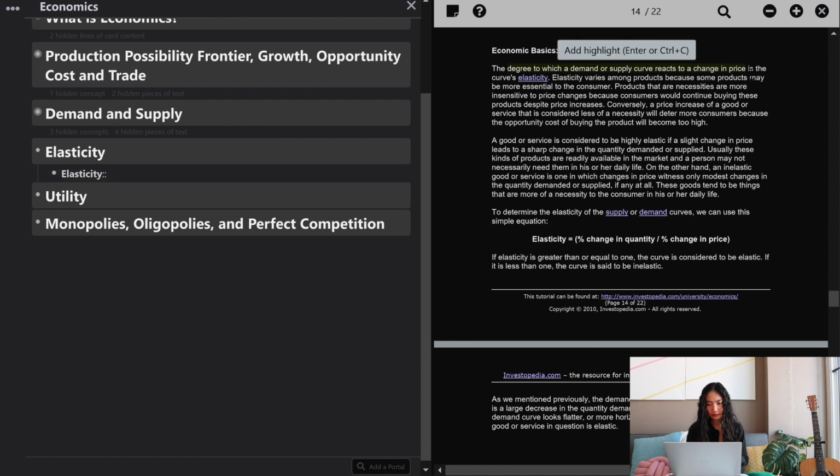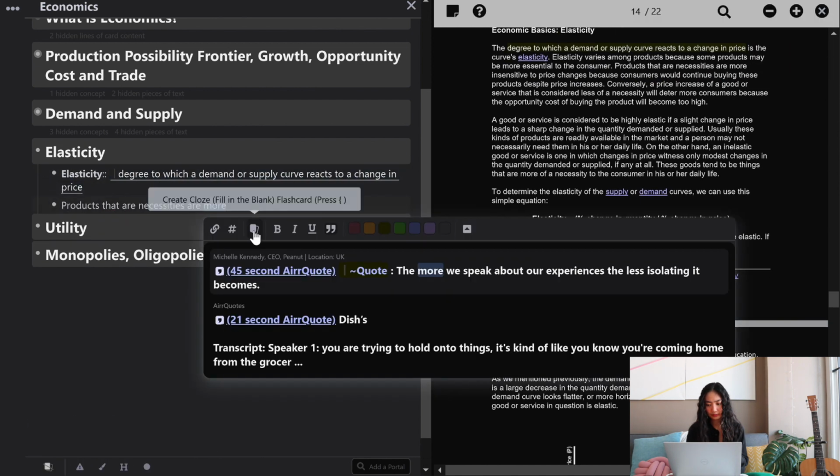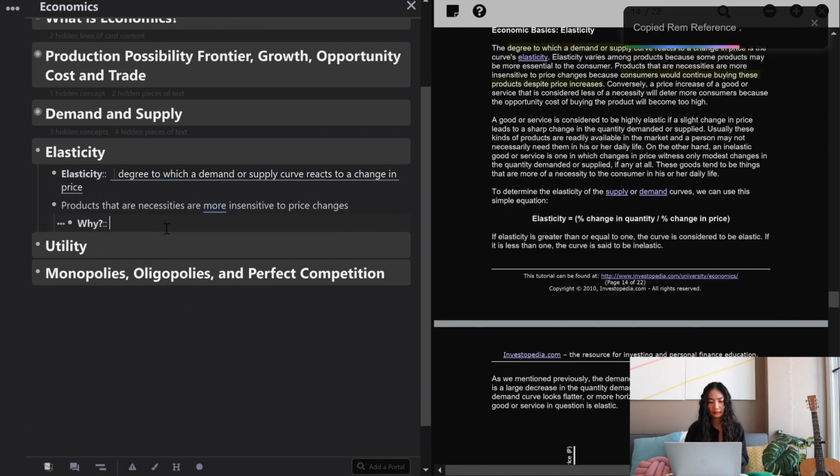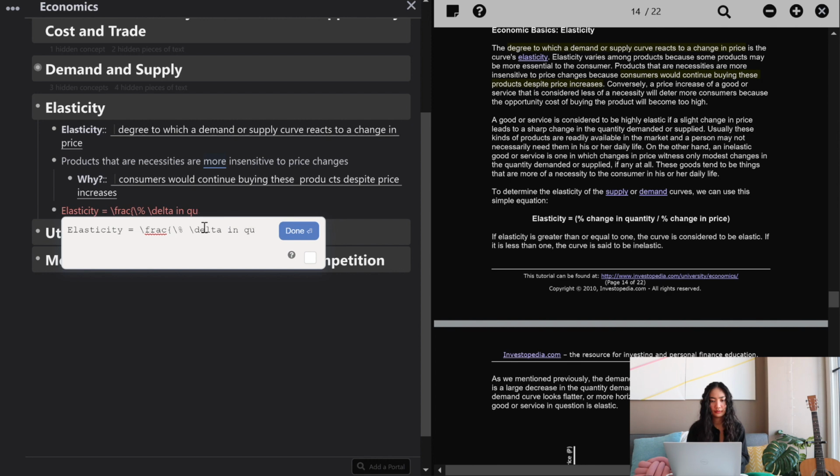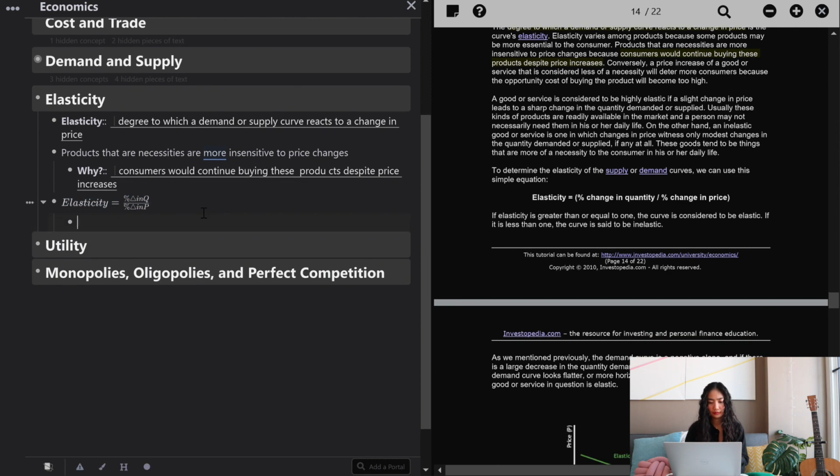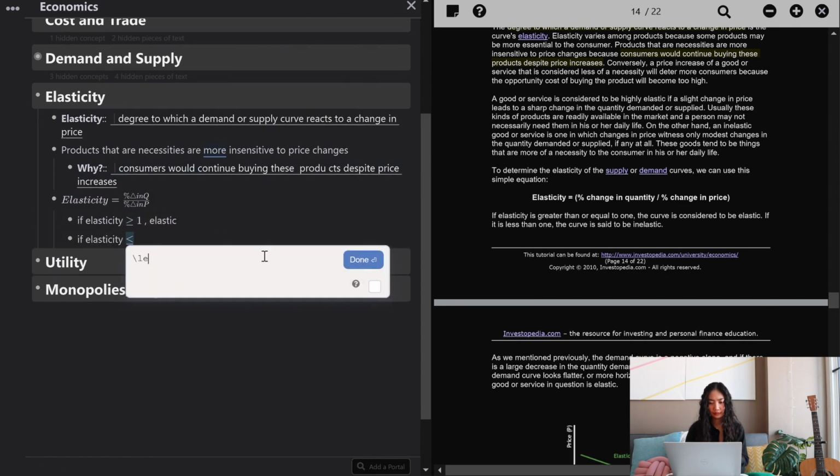Using a cloze flashcard here, which is basically a fill-in-the-blanks type of flashcard. Type out this formula, and remember RemNote uses latex. I guess I could just type it normally. That's perfectly fine. It's not like there's notation here, but I just prefer to use latex so it stands out. Again, using cloze.